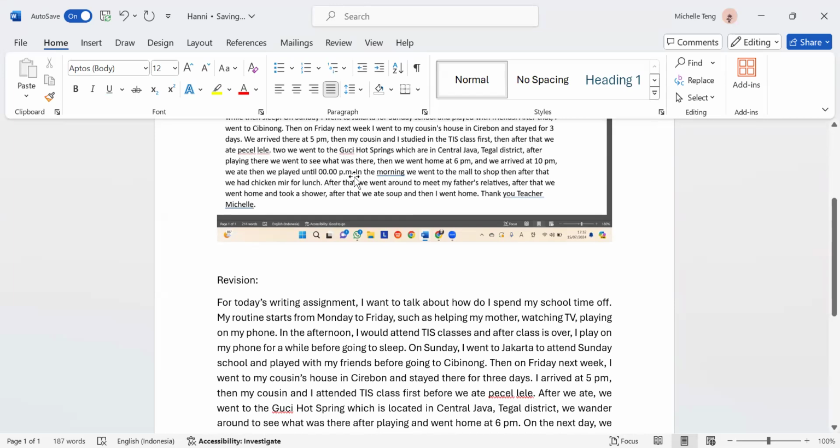So after playing there, we went to see what was there. So I'm just saying that Tagal district. We wandered around to see what was there after playing and went home at 6 p.m. So I'm just sort of summarizing the whole passage because this part right here sort of confused the reader. So I'm just thinking that it should not be necessary. Just saying that after playing, then we went to see what was there. So just saying this, wander around to see what was there after playing and went home at 6 p.m. Until this part right here. And then the arrive at 10 p.m. I sort of cut that part.